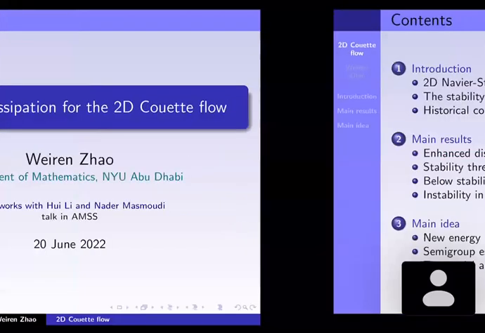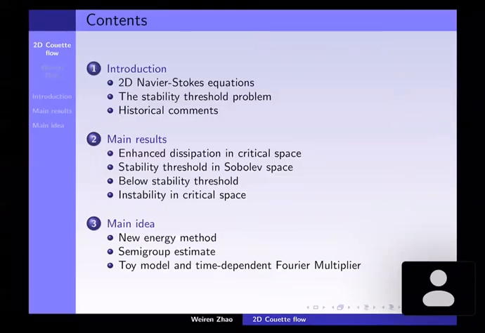My talk has three parts. First, I will introduce the problem, and then I will give some historical comments on what has been done. Next, I will introduce our results. There are 4 results, and I will focus on the most recent result.